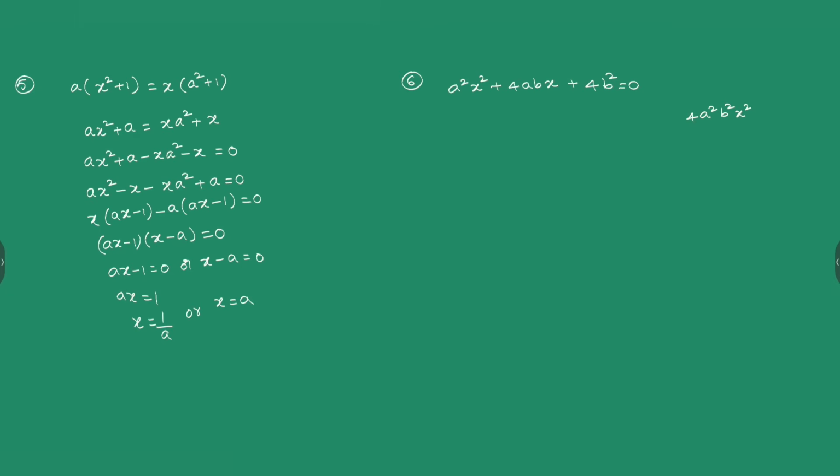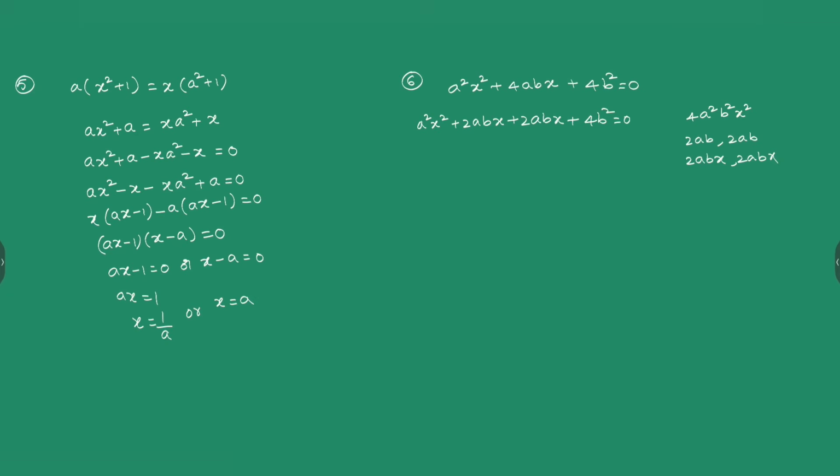But in the middle we want 4ab only. So we write this 4a square b square as 2ab again 2ab. So factors are 2abx again 2abx. So we can split it as a square x square plus 2abx again plus 2abx plus 4b square is equal to 0.